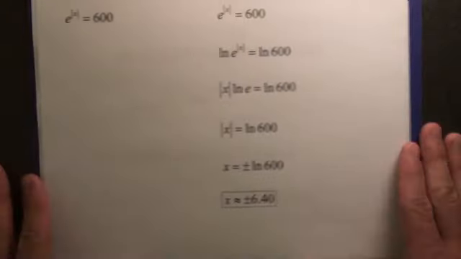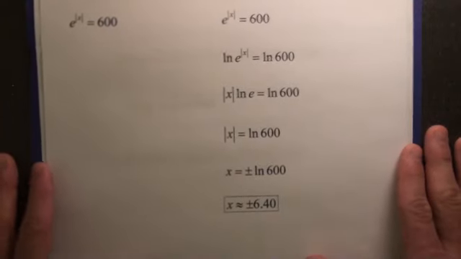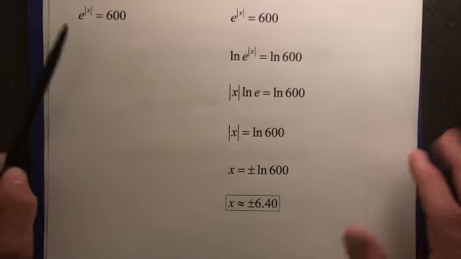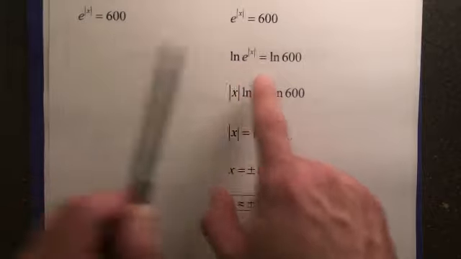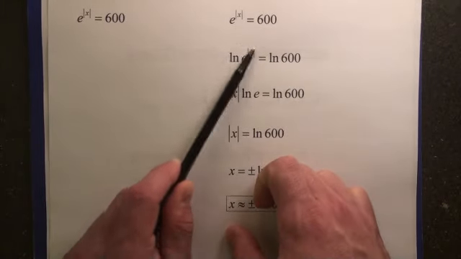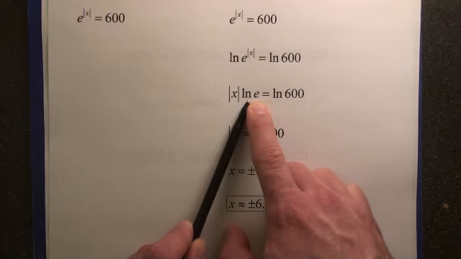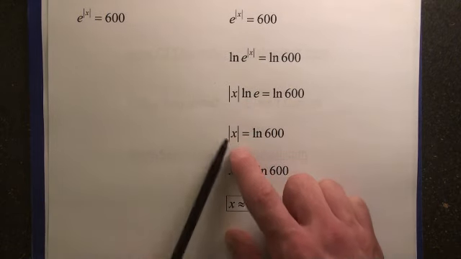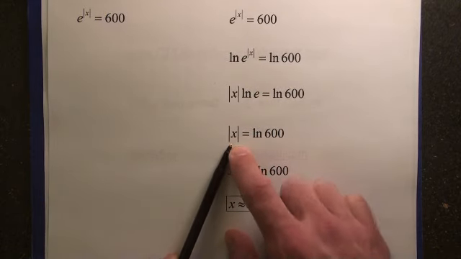Alright, so there's a couple natural log equations. Here's one more we can do. Let's see if we can squeeze this in. We've got e to the absolute value of x equals 600. Well, we're going to do the same thing. You're going to take the natural log on both sides, then bring the exponent down in front. ln of e is 1. 1 times the absolute value of x is simply the absolute value of x.